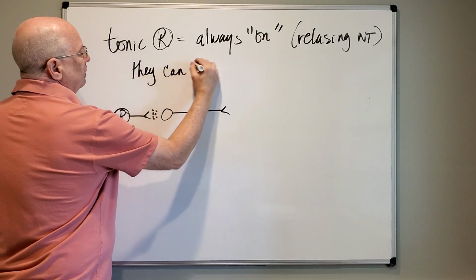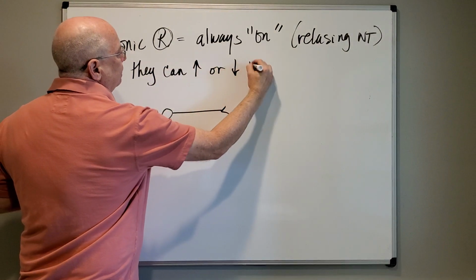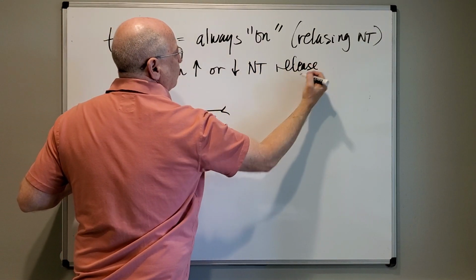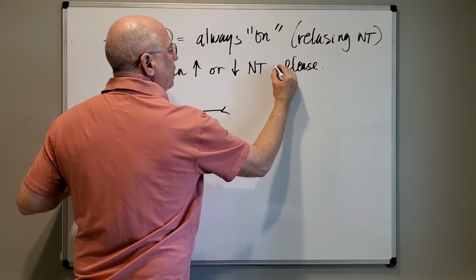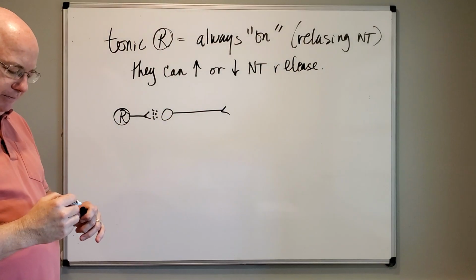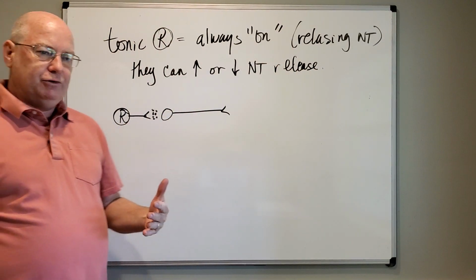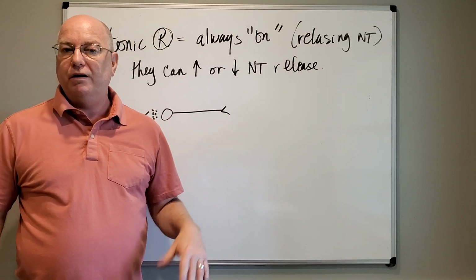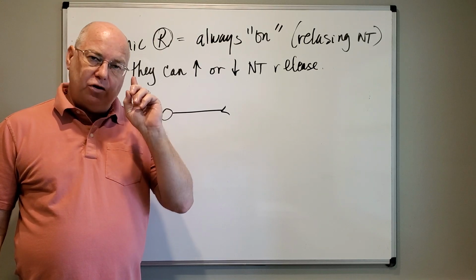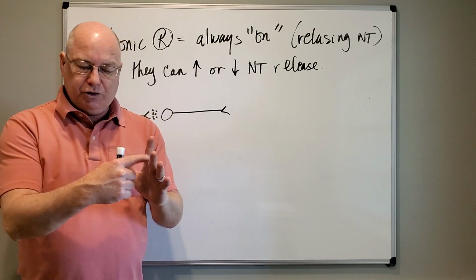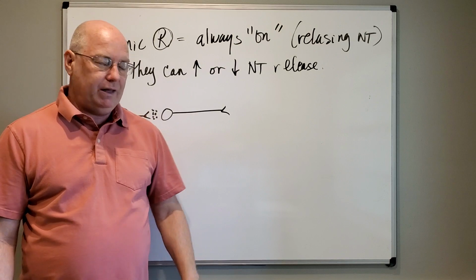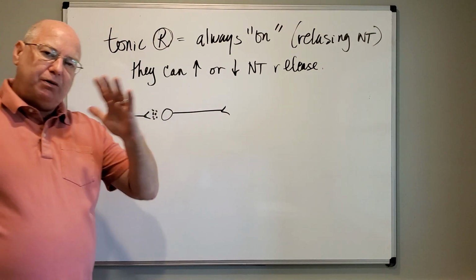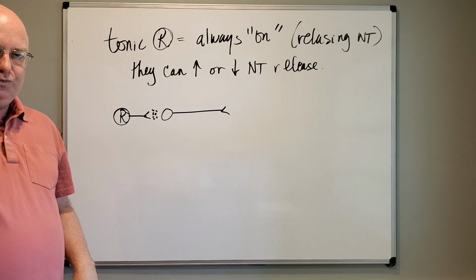They can increase or decrease neurotransmitter release. Okay? So it allows for a more complex signaling pathway. In phasic receptors, if nothing happens, we're completely unaware. But if something happens, we know only one thing happened. If I poke you, you feel pain, and that's it. Now, for tonic receptors, they allow us to respond to different stimuli in different ways.